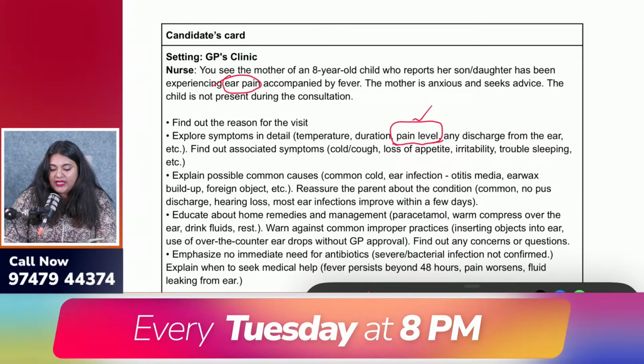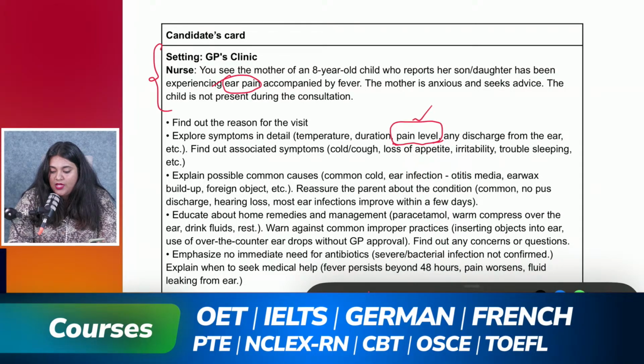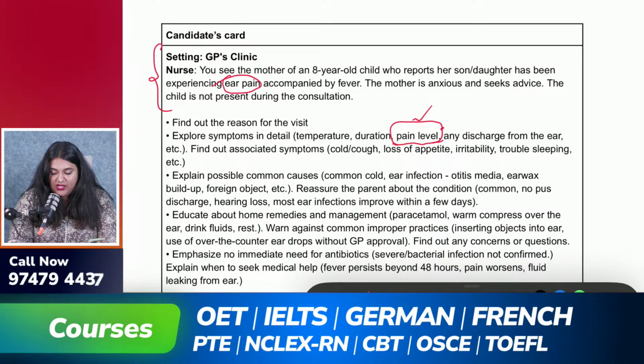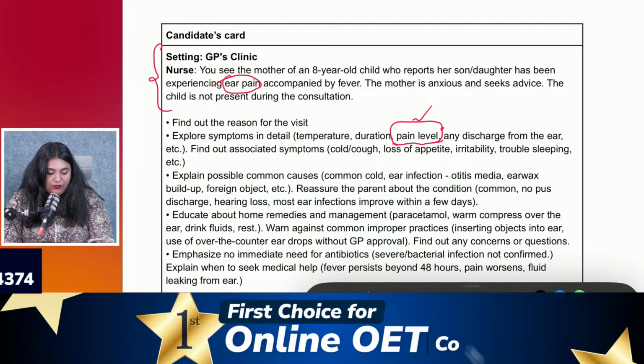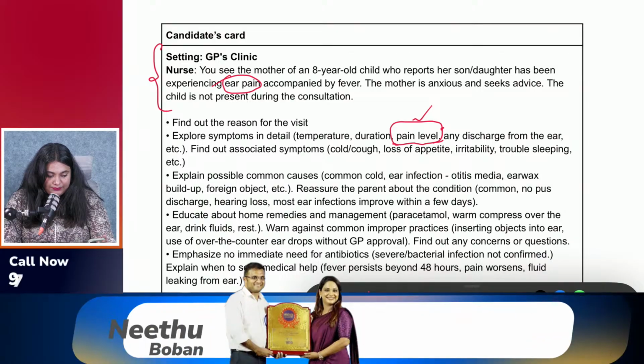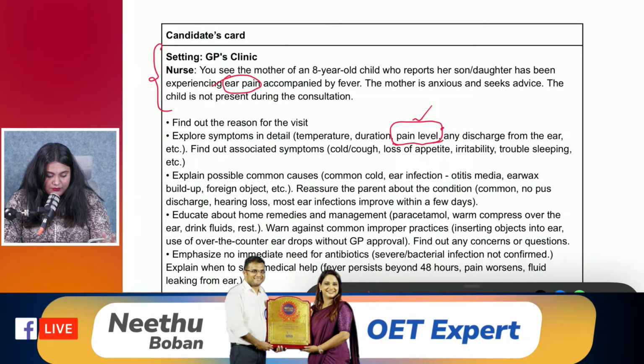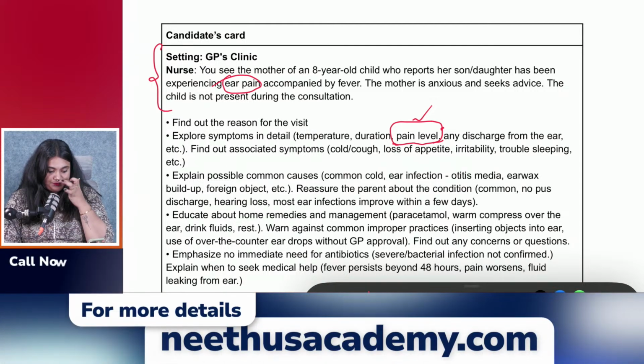How would you connect the ear pain information mentioned in the background detail with this pain level which is given here? What is the connection there? How would you draft it into a question and create a connection? How would you do that?